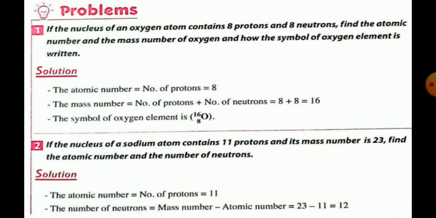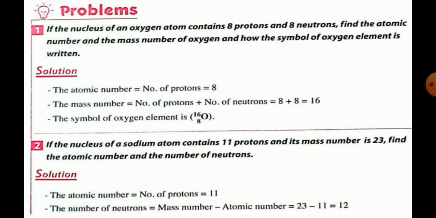Problem: if the nucleus of an oxygen atom contains 8 protons and 8 neutrons, find the atomic number and the mass number of the oxygen, and how the symbol of the oxygen element is written. About the solution: the atomic number equals the number of protons, which equals 8, and the mass number equals the number of protons plus the number of neutrons, as I said, so 8 plus 8 equals 16. And the symbol of the oxygen element is O 8 16. Super.